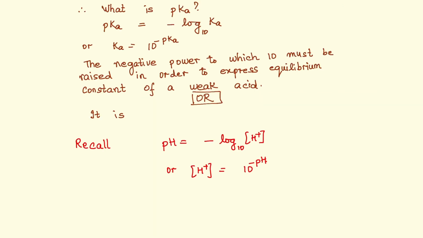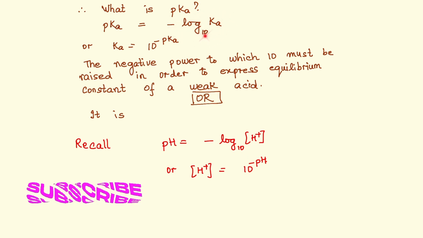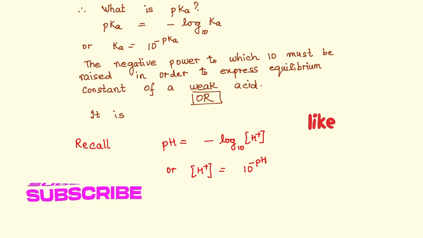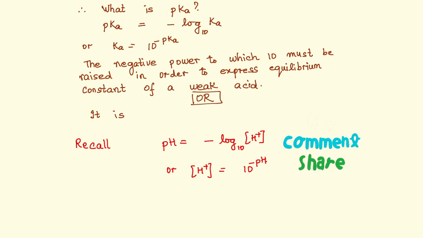Also, what is pKa, the definition as well as the application of it. Yes, so it is the negative power to which 10 must be raised, or you can also define it as the negative log of the equilibrium constant of a weak acid to the base 10. So you need to complete the definition over here. Have you got the notes in place?